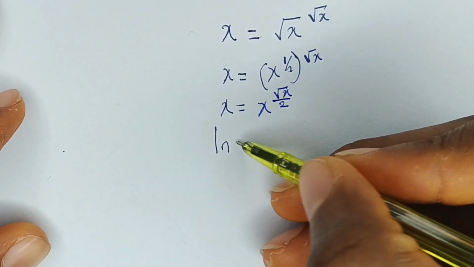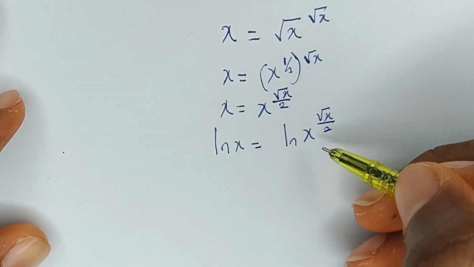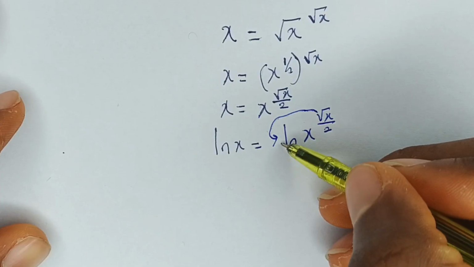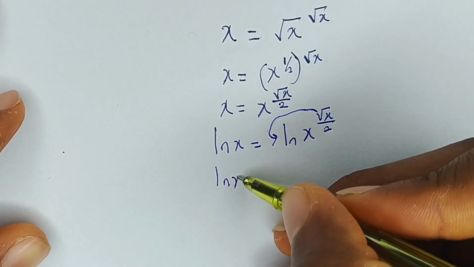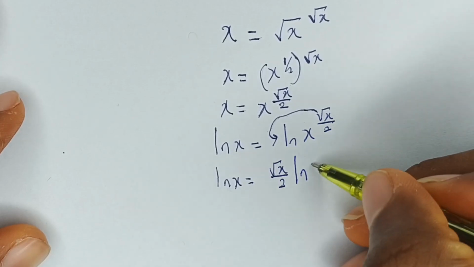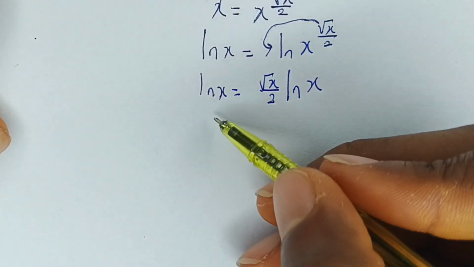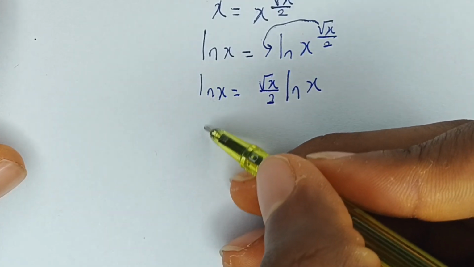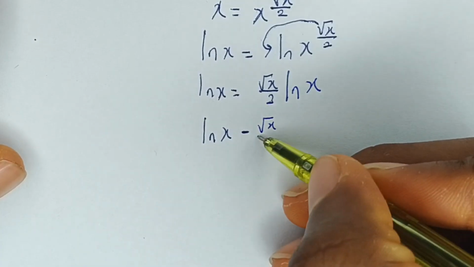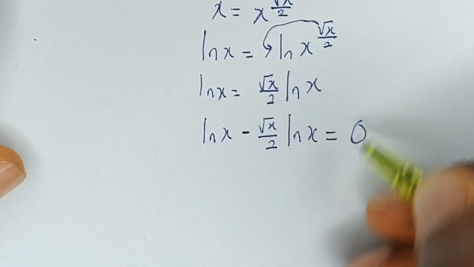Now, at this point, you can take the natural log of both sides. So natural log of x is equal to natural log of x raised to the power of root of x over 2. From the laws of logarithm, the power will multiply this log. So we have natural log of x equal to root of x over 2 times natural log of x. Now, crossing this over to this side, we have natural log of x minus root of x over 2 multiplying natural log of x is equal to 0.